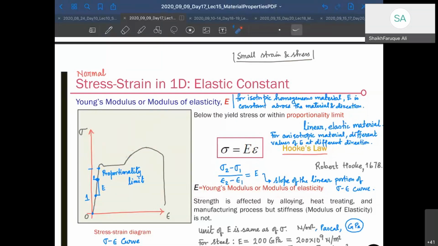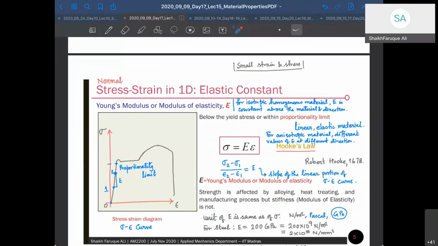How do you find E? You take 2 points on this curve, and then you use this formula: sigma 2 minus sigma 1 divided by epsilon 2 minus epsilon 1. That's how you find it. Or you can find this angle and take the tangent of that angle, which gives you E. Okay, this E is completely a material property. It's purely a material property.